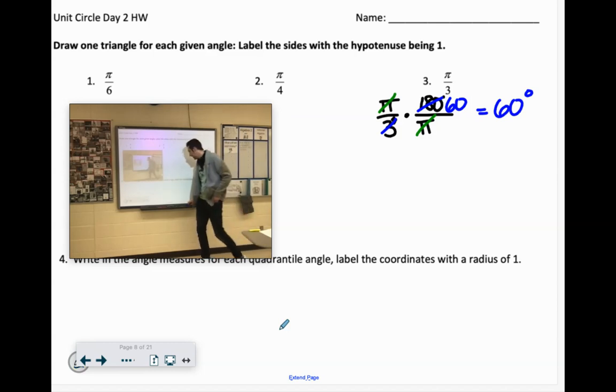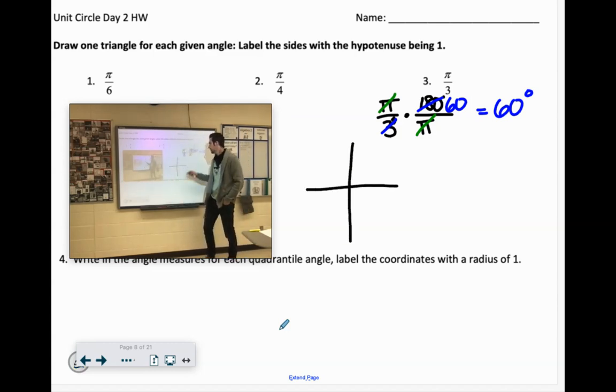Now let's think about a 60-degree angle. That would be in quadrant 1. So let's start here. It wouldn't make it to 90. So there would be our 60-degree angle. Draw a triangle. Okay.